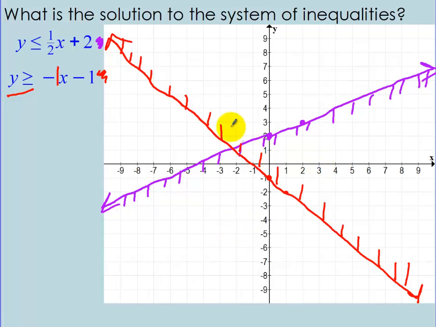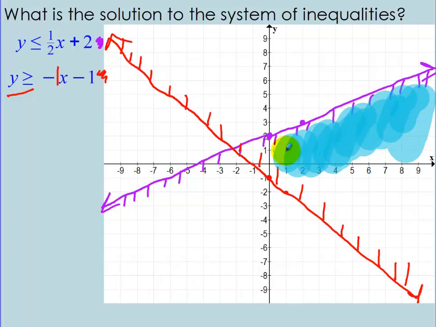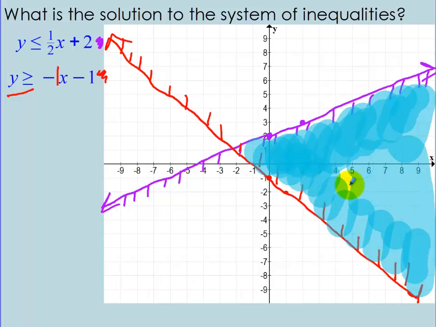Well, it's going to be below purple and above red, and that happens in this area right here that I'm going to shade. Because it is below the purple line, I'm going to shade below purple, and it's above the red line, so I'm going to shade above the red line. So this is the only area that includes both areas, so I shade that in perfectly. And I'd never ever cross the line. And that's it. That's how you shade.